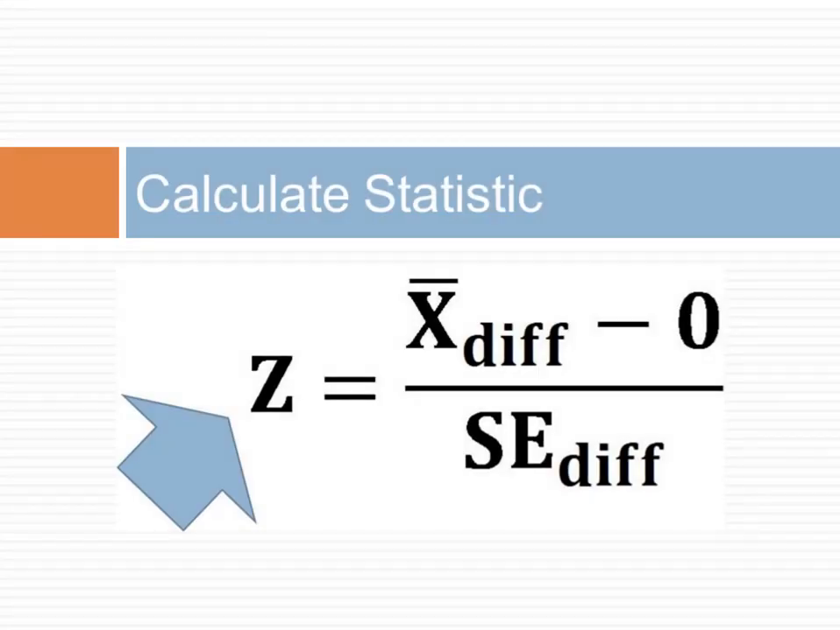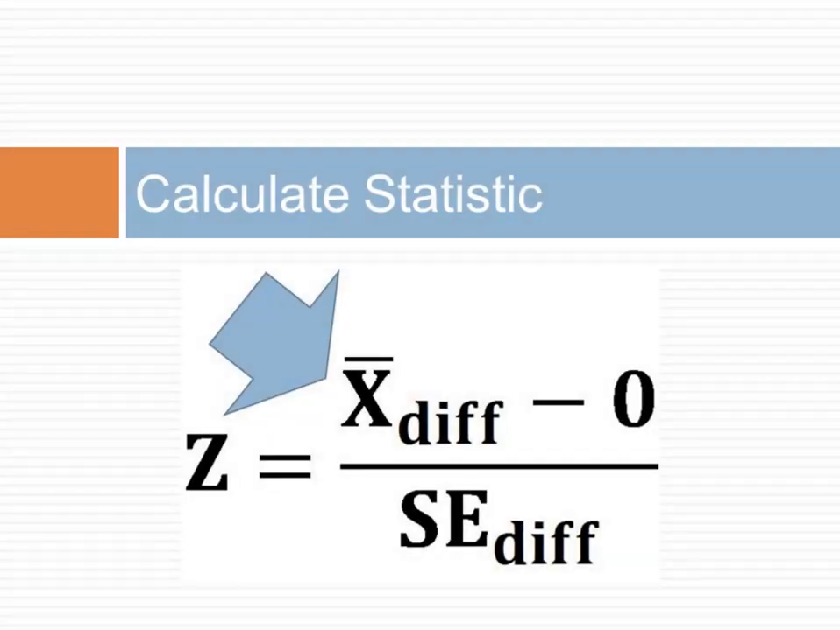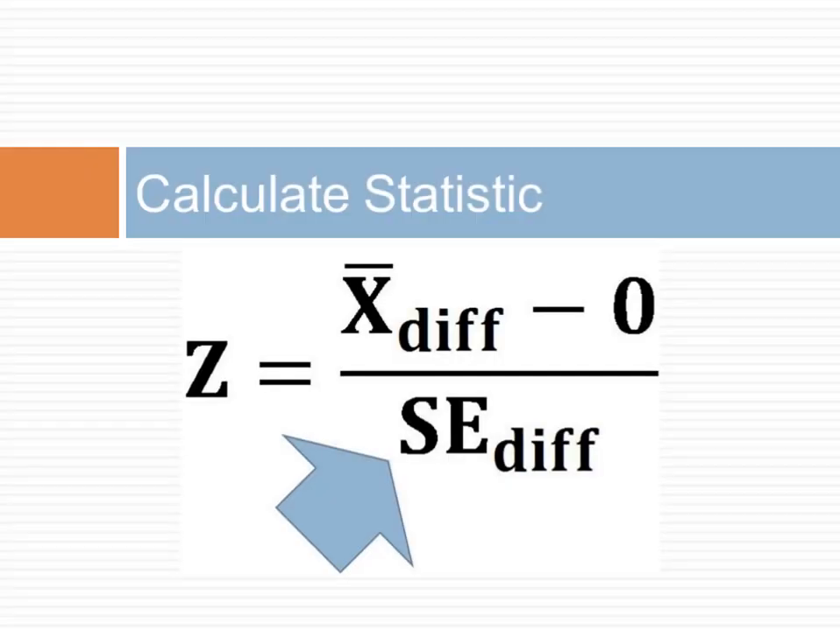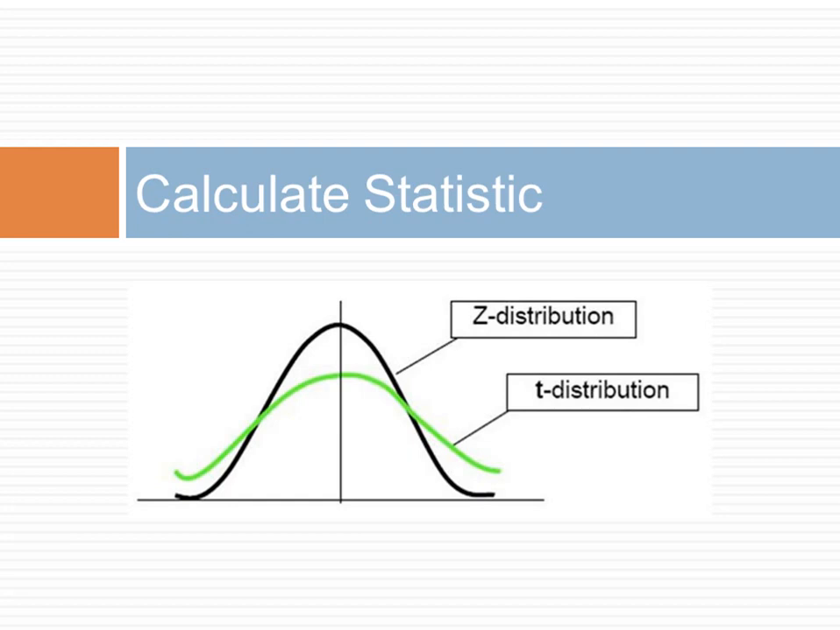The third step in our framework for hypothesis testing is to calculate the statistic. The statistic z is calculated from the average of the paired differences in the sample divided by the standard error of the differences. When the sample size is smaller than 30, instead of the normal distribution, we use the student t distribution. The student t distribution has a lower peak and a higher percent of observations fall in the tails.